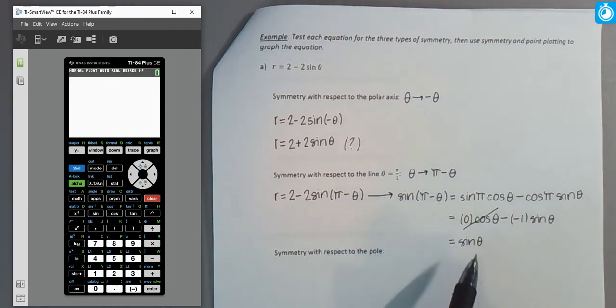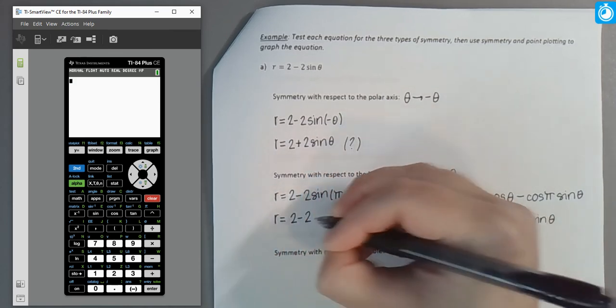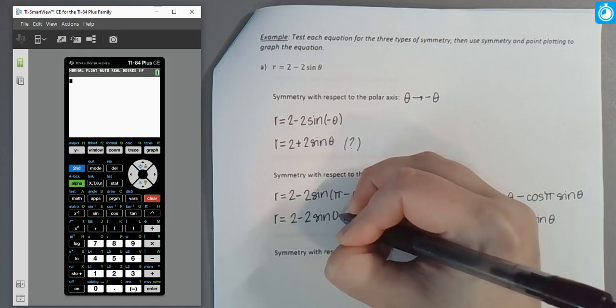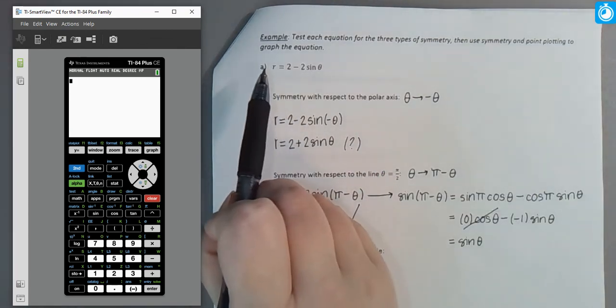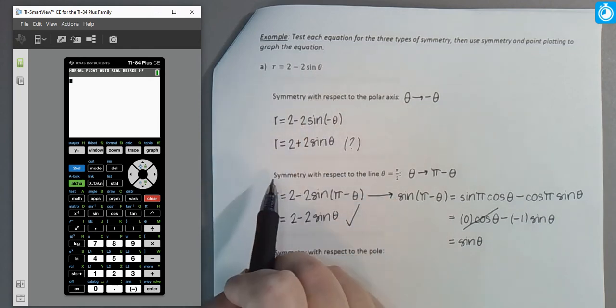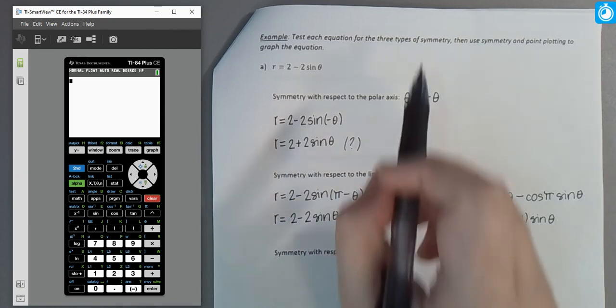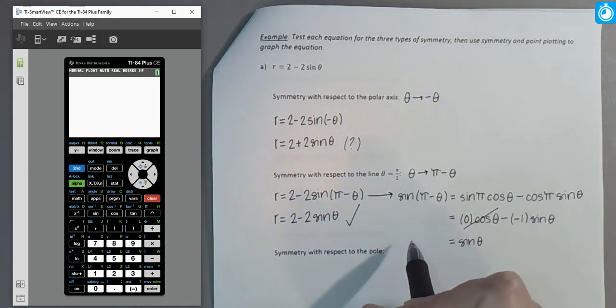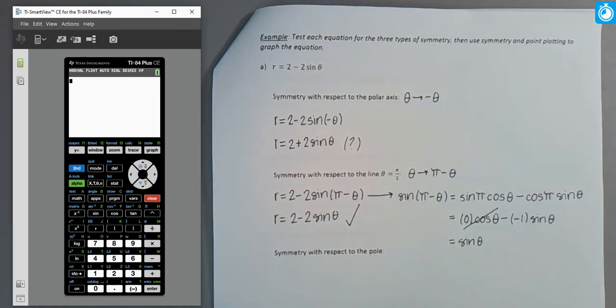So all of this just simplifies down to the sine of theta, which leaves us with r is equal to 2 minus 2 times the sine of theta, which means this test passes. It means when we graph this equation, our graph is going to have symmetry across the line theta is equal to pi over 2. In other words, what we think of like the y-axis: any point to the right has to be matched by a point to the left. Okay, so that is going to help us when we graph.